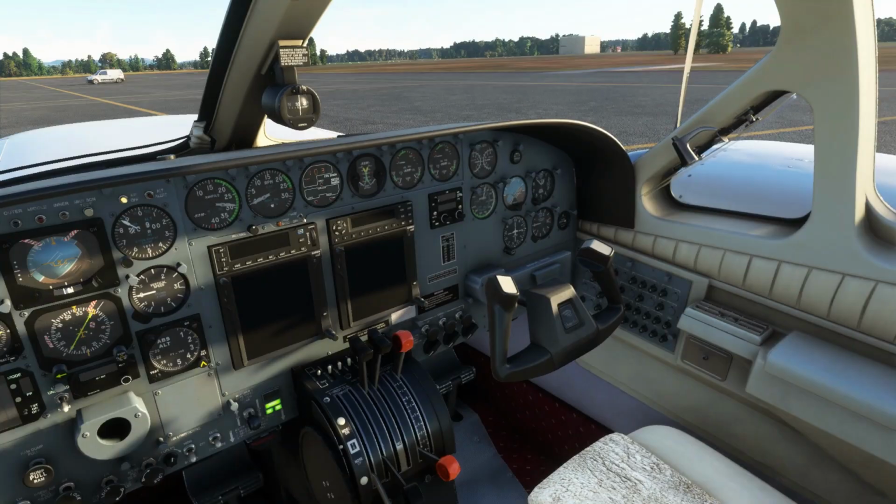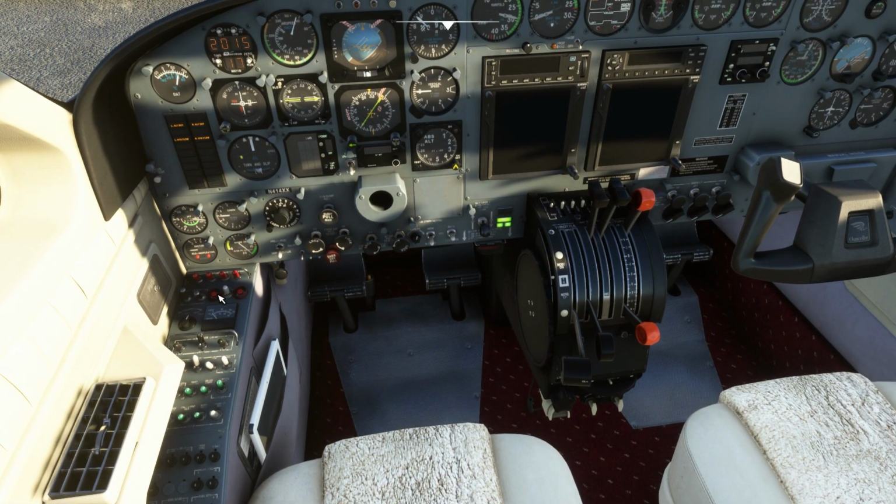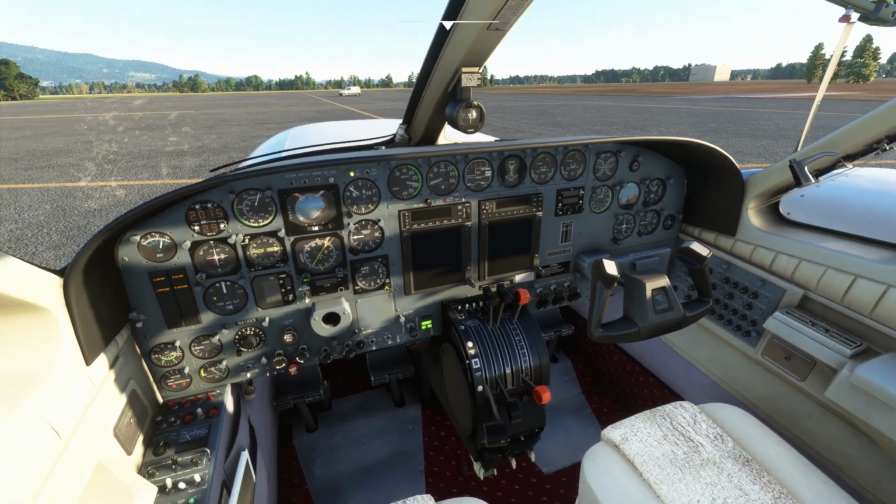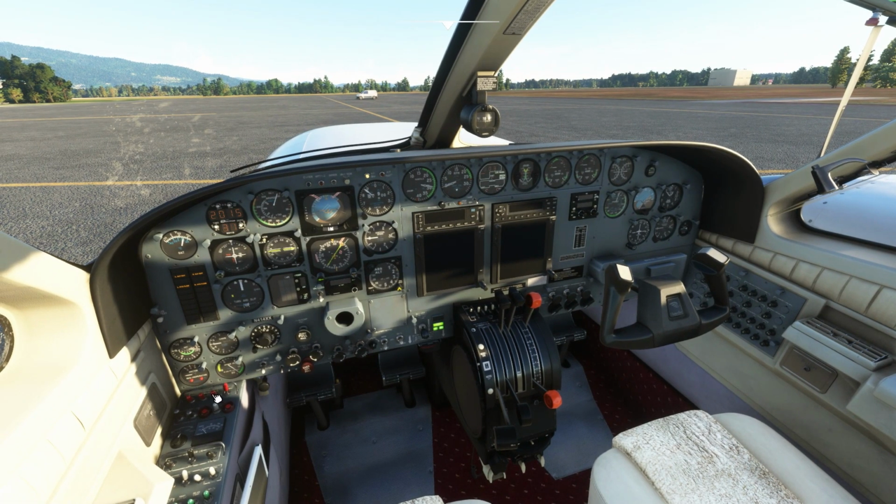Okay, the prop is cleared. We'll prime the engine a bit. 1, 2, 3 and 4. It's summer, so you don't need that much priming. And now put the magnetos on. I can put all of them and start it up. Okay, I think that's a good start.